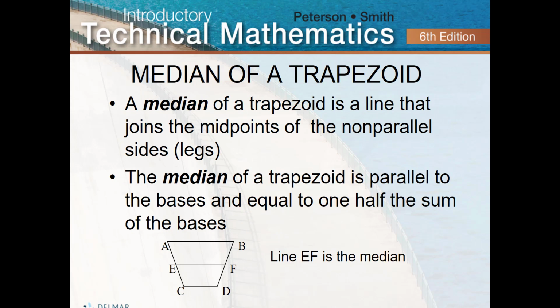Sweet. Now, median of a trapezoid, that is the midpoint of a trapezoid. The median of a trapezoid is parallel to the base and equal to 1/2 the sum of the bases. Okay, so if we add up AB plus CD, and divide it by 2 or multiply it by 0.5 or 1/2, or however you do it, you're going to find this length.